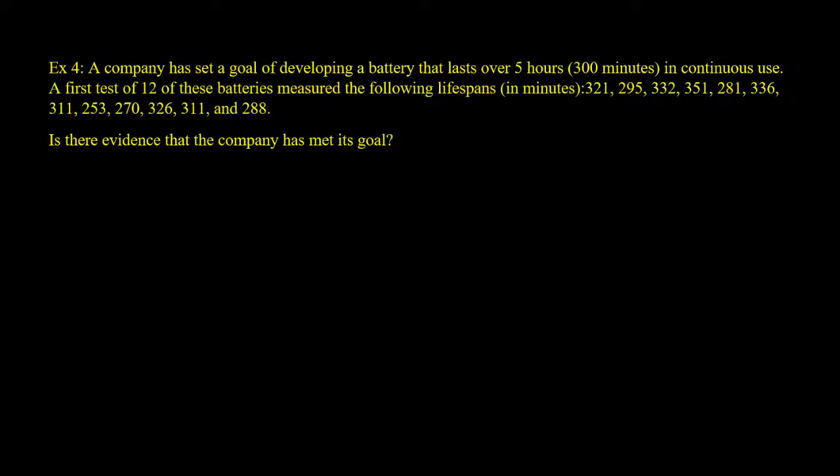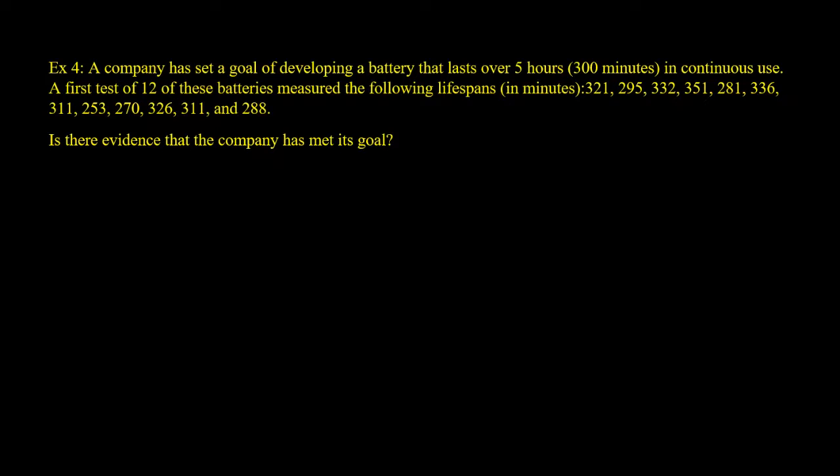Chapter 22, Example 4. A company has set a goal of developing a battery that lasts over 5 hours, 300 minutes, in continuous use. A first test of 12 of these batteries measured the following lifespans in minutes: 321, 295, 332, 351, 281, 336, 311, 253, 270, 326, 311, and 288. Is there evidence that the company has met its goal?